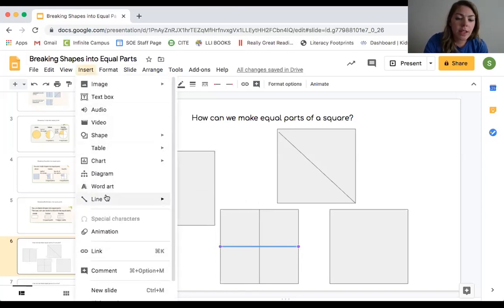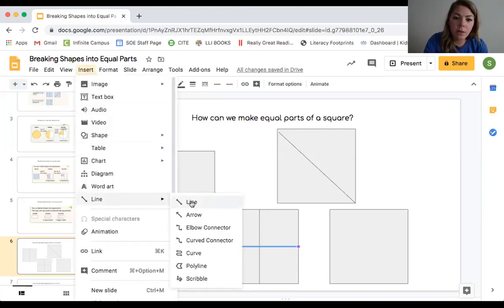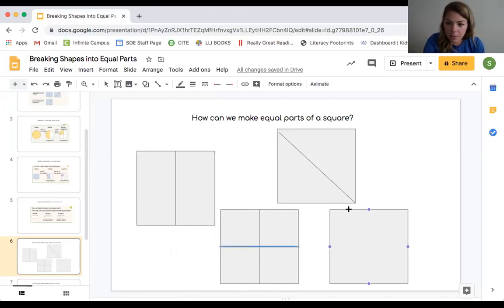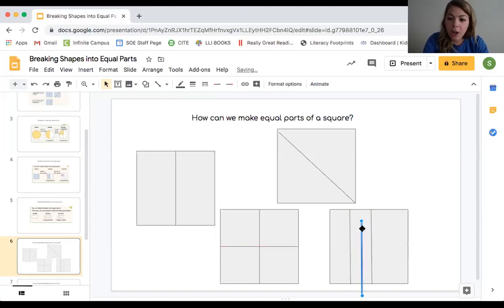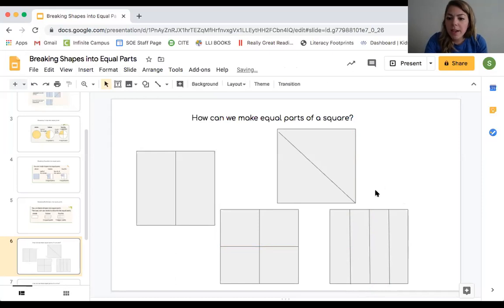Now, another way that you could break your square into equal parts, and this might not be as easy for me to tell, I'm going to take my best guess here, but I could try and make these into long and skinny lines, and just kind of separate this shape into quarters by putting long skinny lines, maybe something like that. Okay, so it might not be perfect, but that's my best guess about breaking this square into equal parts.